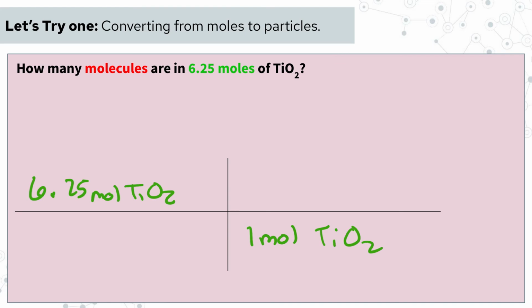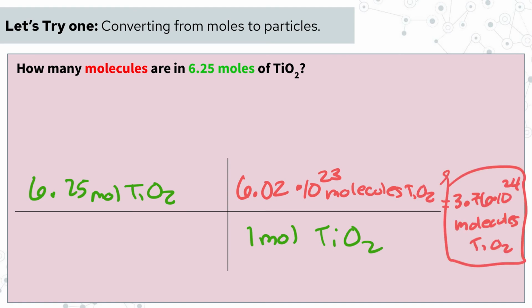We're going to have 1 mole of TiO2 from our conversion factor on the bottom, and then we use Avogadro's number, 6.02 times 10 to the 23rd molecules TiO2. Then we answer that in our calculator. When we do 6.25 times 6.02 times 10 to the 23rd, we get 3.76 times 10 to the 24th molecules of TiO2. Okay, you try.